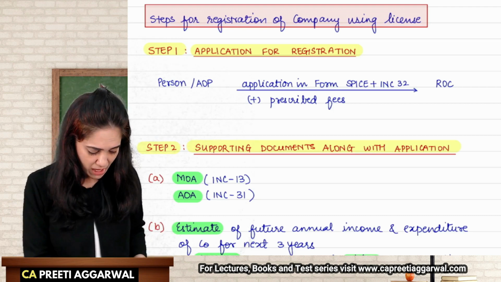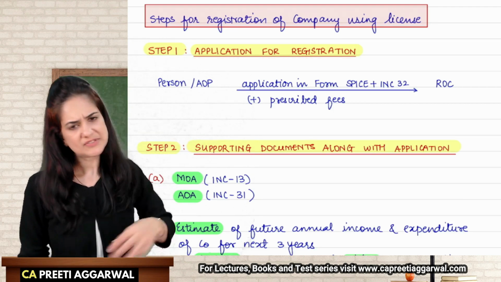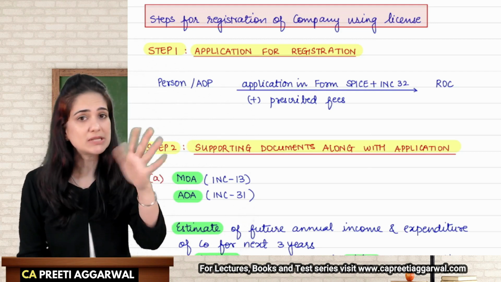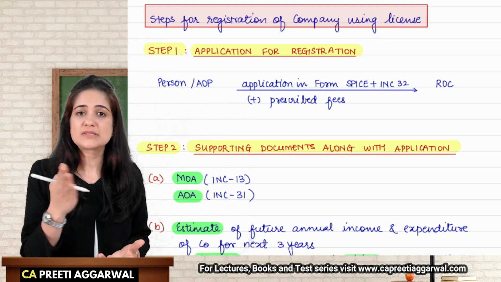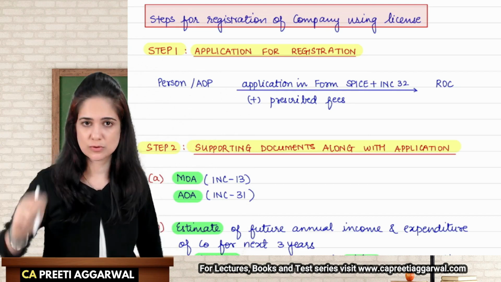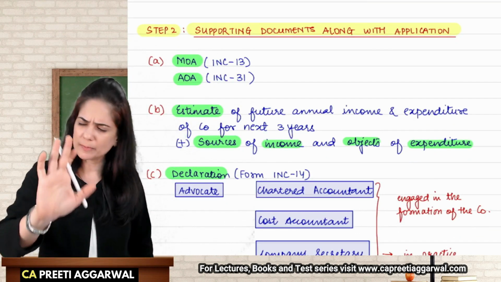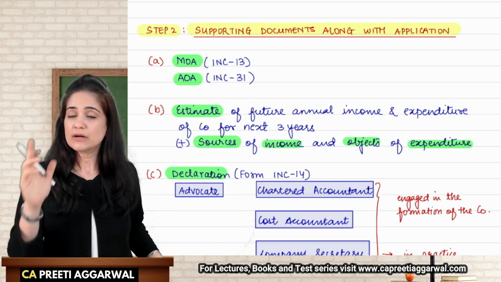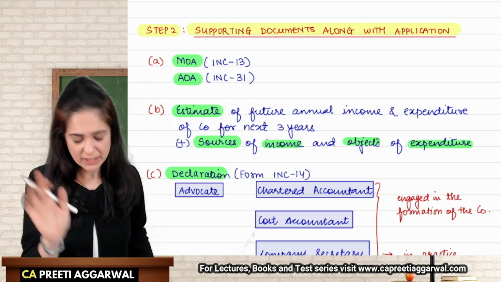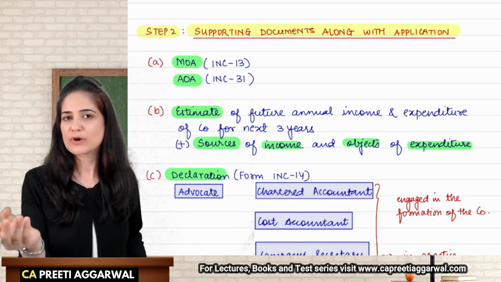Now, I will make an application for registration. I have sent all the necessary documents, but ROC is not satisfied. ROC says that you have to give me certain other supporting documents also. So what are the supporting documents that I will have to share with ROC? Now, please students, wait, first understand, and then I will give you time to copy. Okay, don't write without understanding. That is my aim. Now, I will support my application with Memorandum of Association.